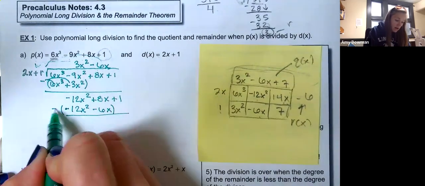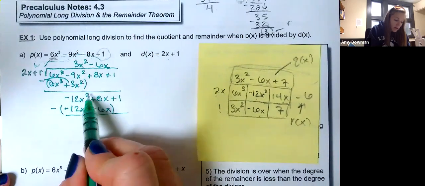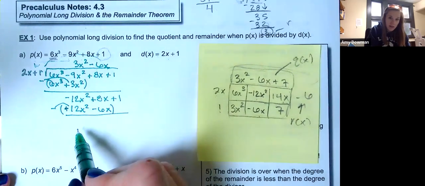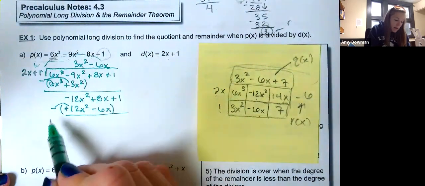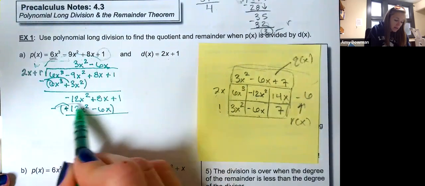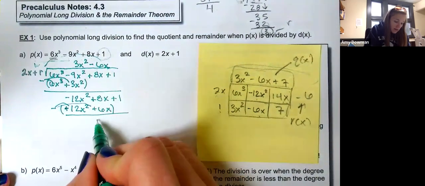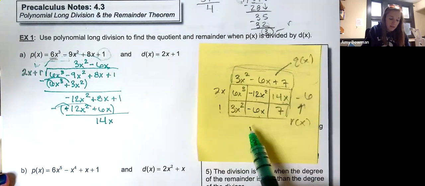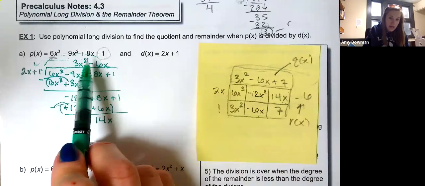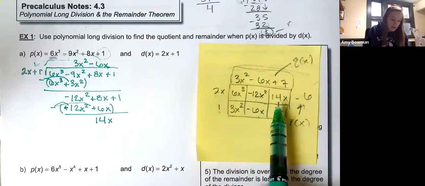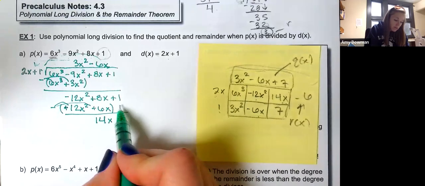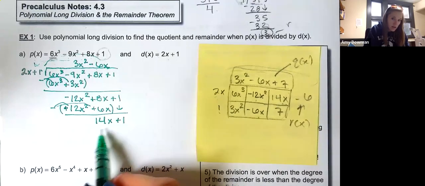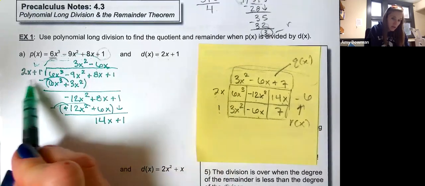So I'm subtracting that whole thing. Negative 12x squared minus negative, that turns into a plus, which is 0x squared. That's what we wanted to happen. And then 8x minus negative 6x, so that's going to make a positive 6x, and that's 14x. And again, that's the same as this 14x. When we had negative 6x but we knew we needed 8, I added 14. So that's the 14. Bring down the rest of the polynomial, the plus 1, and continue the process until the degree of 14x is less than the degree of our divisor.